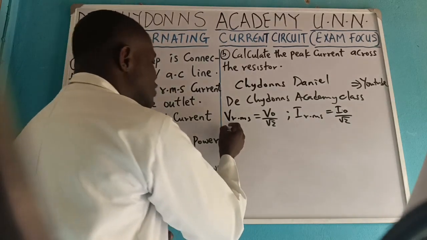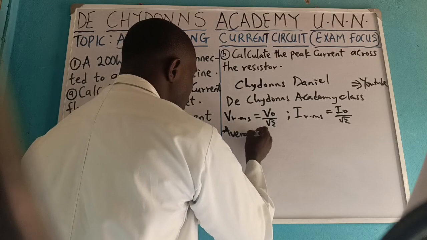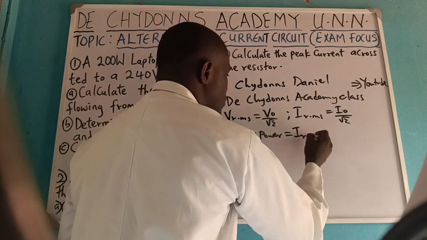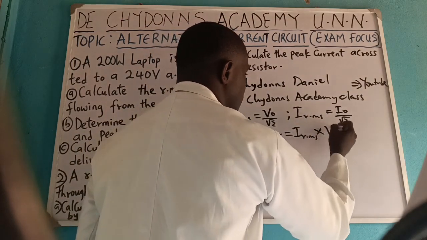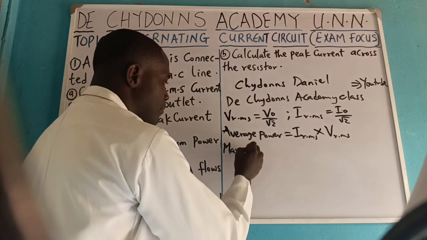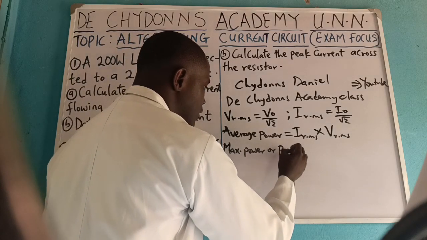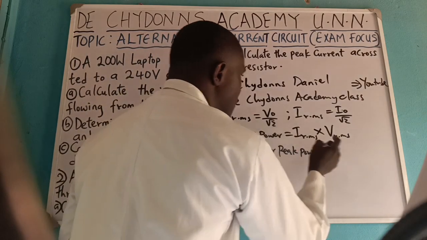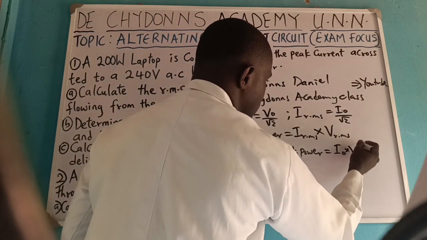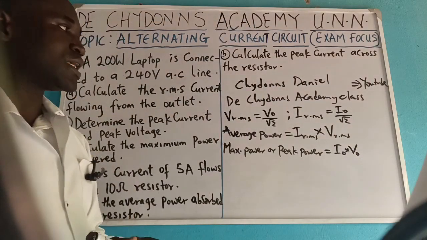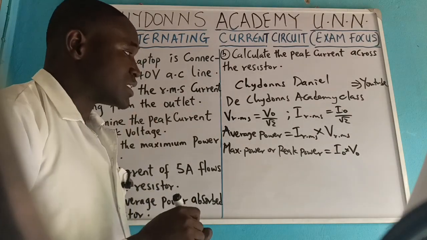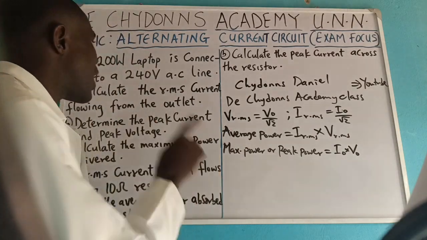We also said that there is what we call average power. The average power is equal to I root mean square current times V root mean square. Then there is also what we call maximum power, or peak power. That one goes with peak current times peak voltage. Can you see now? This average power and maximum power are not the same. It is important to have this in our mind as we go about solving this.